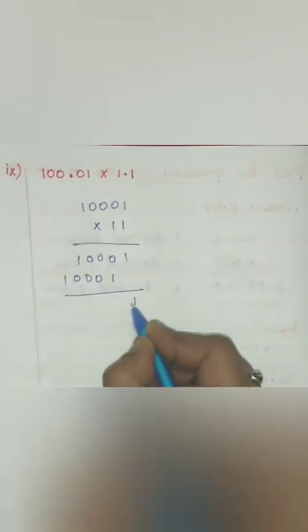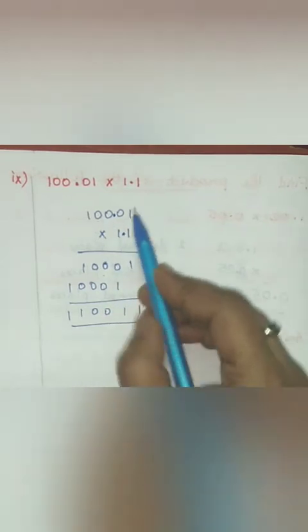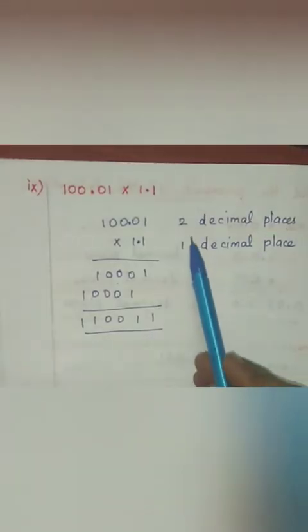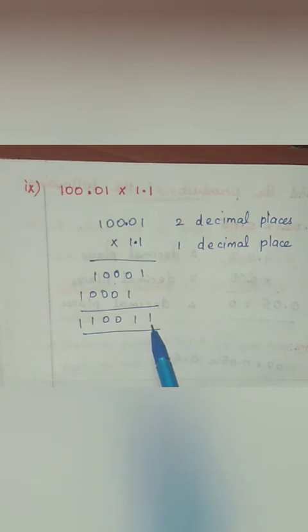Now add. Now keep the decimal point. How many decimal places? The first number has 2 decimal places. The second number has 1 decimal place. The product must have 2 plus 1, 3 decimal places. So from right, leave 3 digits and keep the decimal point.